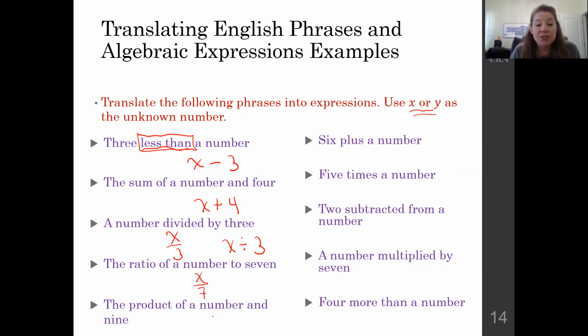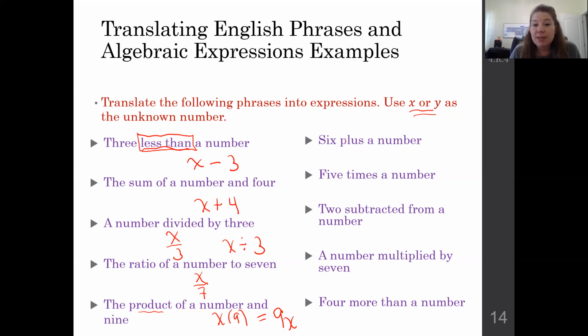Product means multiplication. The product of a number and 9. So multiplication, the order isn't very important. You could always do a number times 9 this way, but almost always if you have a number multiplied by a variable, you're always going to get it written in this form. It's just 9x or 9y, either way. And so, like I said, addition and multiplication, the order can be flipped and you get the same answer.